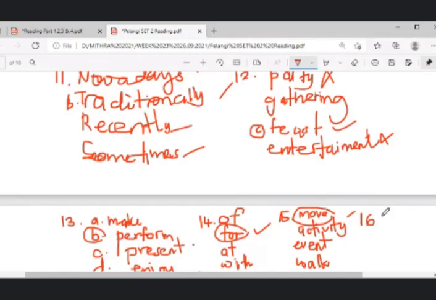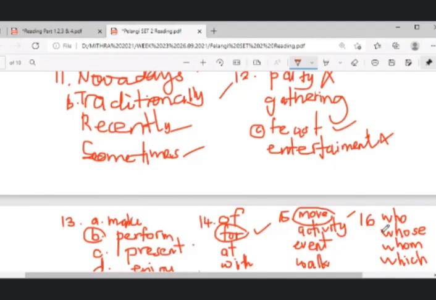Answer, who? Sorry, not 17, 16B. 16B, whose? And then we have whom. And we have which. Okay. So what do you think the answer for this question?